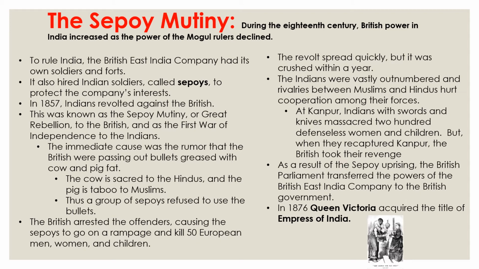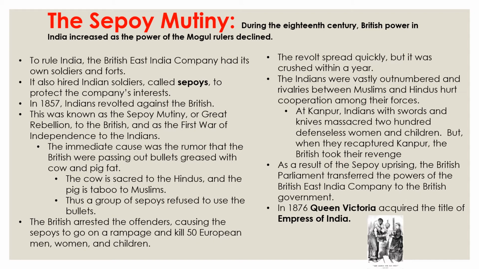At Kanpur, Indians with swords and knives massacred 200 defenseless women and children, but when they recaptured Kanpur, the British took their revenge and massacred all of them.